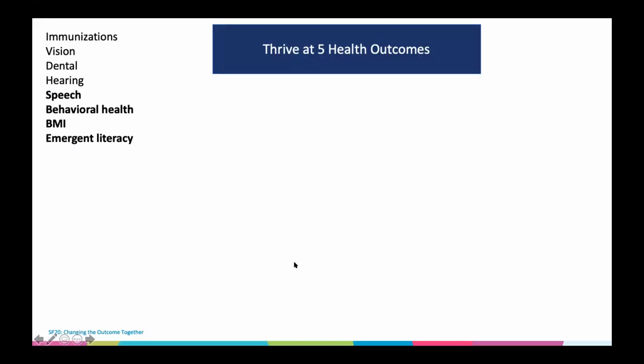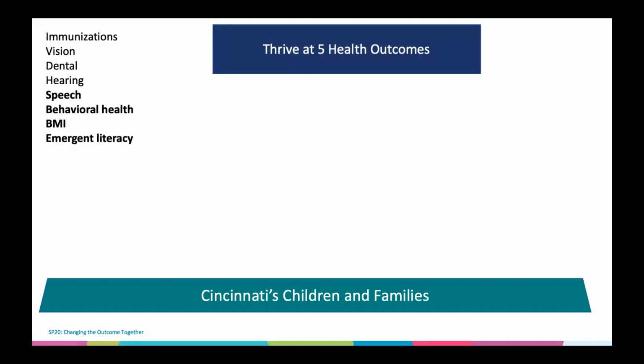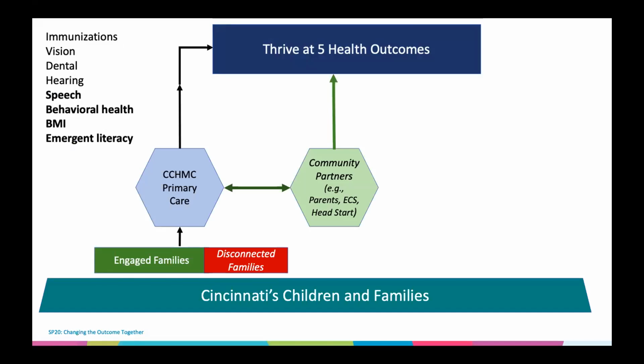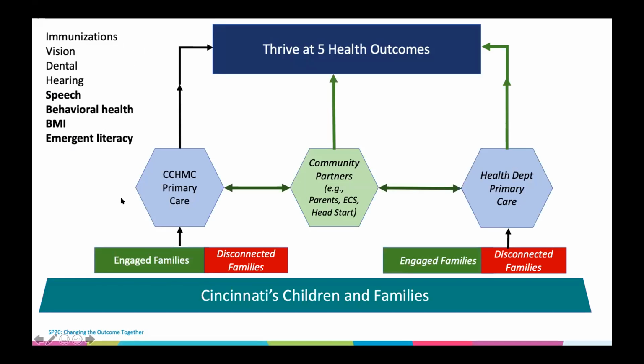The Thrive by 5 measure then includes immunizations, vision, dental, hearing, speech, behavioral health, BMI, body mass index, and emergent literacy. And we begin then to partner not only with the primary care in our place, but also the health department and all of the community partners, including agencies like Head Start, which is a very early place where children learn to read and learn to practice.